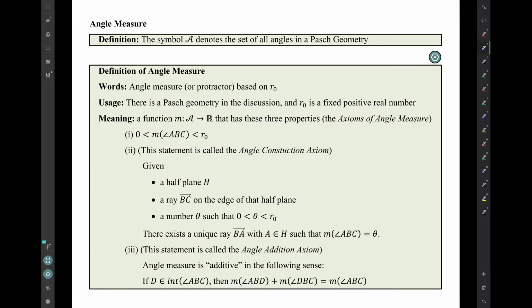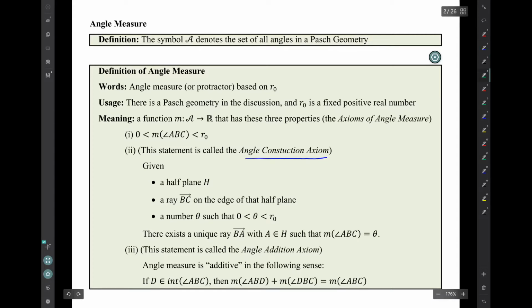Property 1 has to do with the range of values that can come out of this function. This symbol, m of angle ABC, denotes the resulting output when an angle ABC is fed into this angle measurement function. So that blue number is the measure of an angle. And this first axiom says that the blue number, the measure of an angle, has to be greater than 0 and less than the number r subscript 0. Property number 2 is called the angle construction axiom.